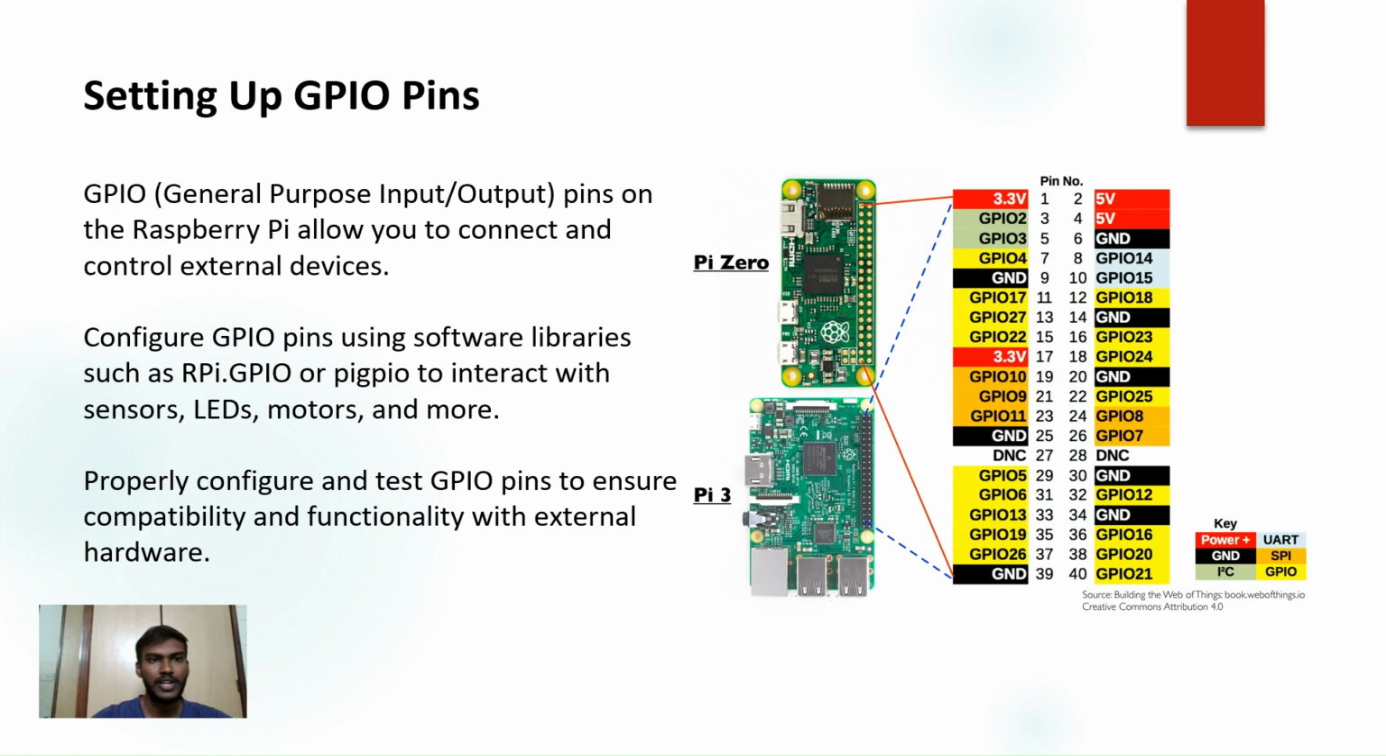Now, setting up GPIO pins. GPIO means general purpose input output pins. General purpose input output pins on the Raspberry Pi allow you to connect and control external devices. Configure GPIO pins using software libraries such as RPi.GPIO or pigpio to interact with sensors, LEDs, motors, and more. Properly configure and test GPIO pins to ensure compatibility and functionality with external hardware.